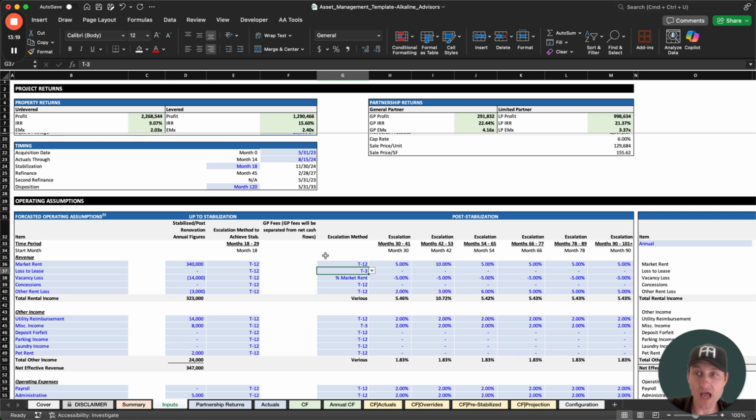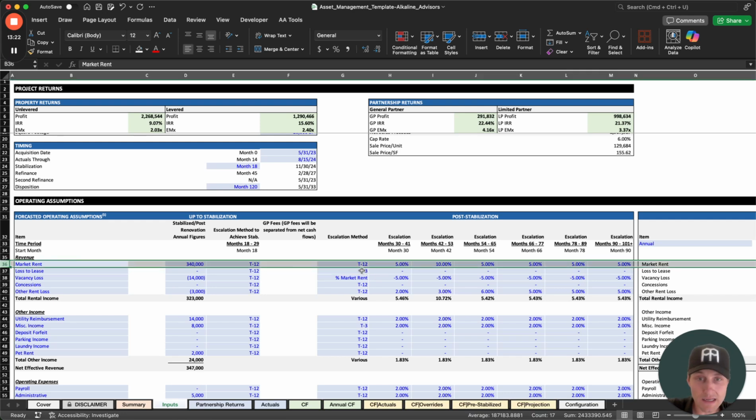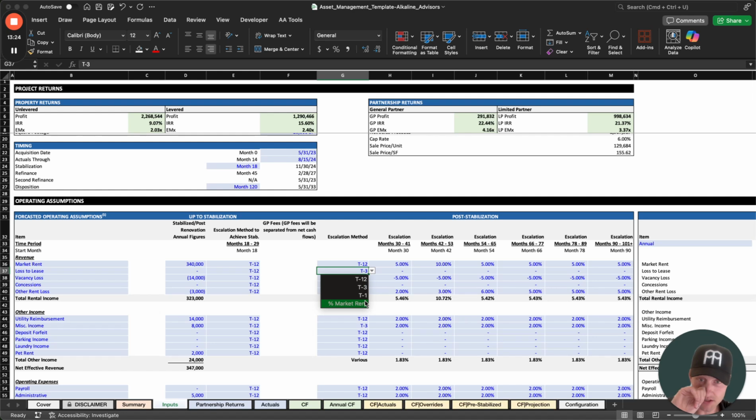And then outside of the market rent line, we're adding additional functionality, which is this percent of market rent. So for instance, if we say vacancy loss is going to be a percent of market rent, we could say it's going to be a negative percent. It'll be, let's say, negative 5% of the market rent in this period.